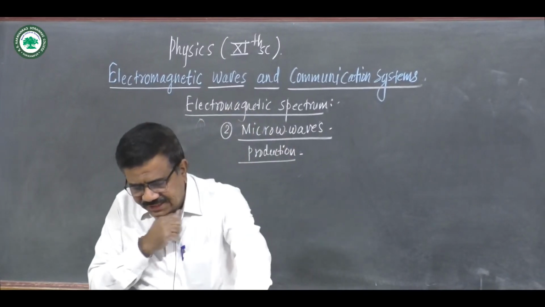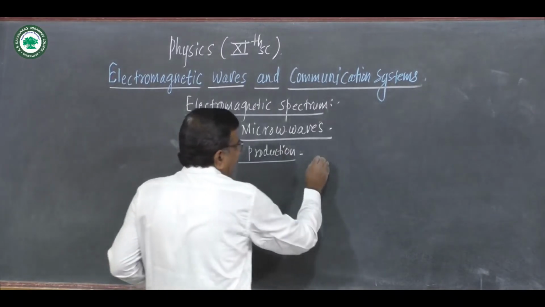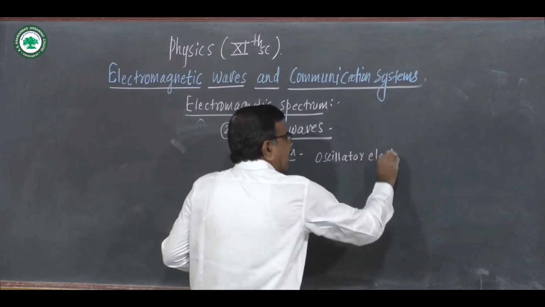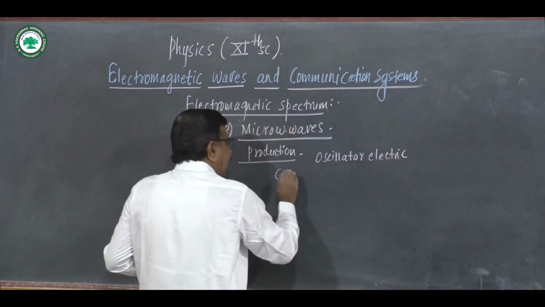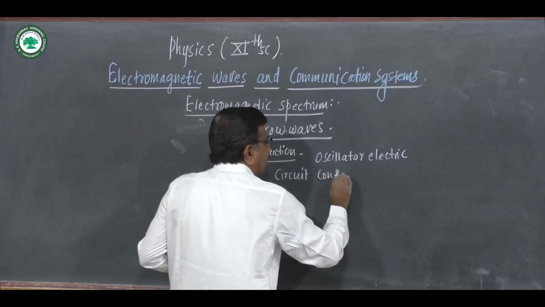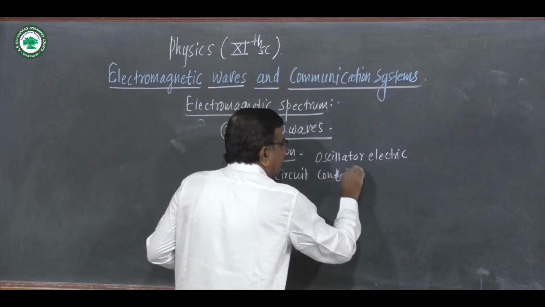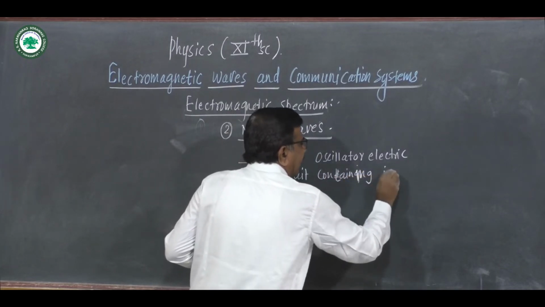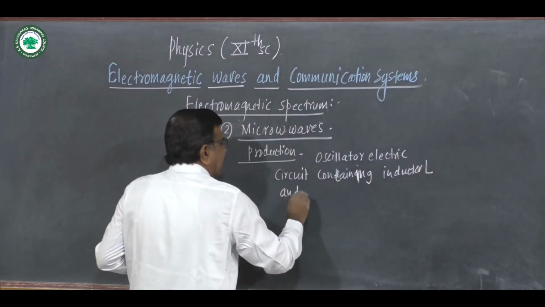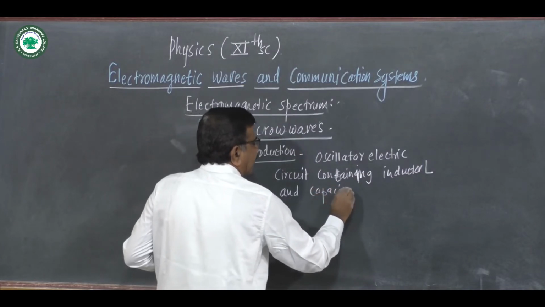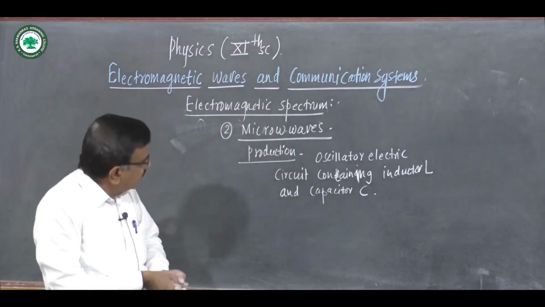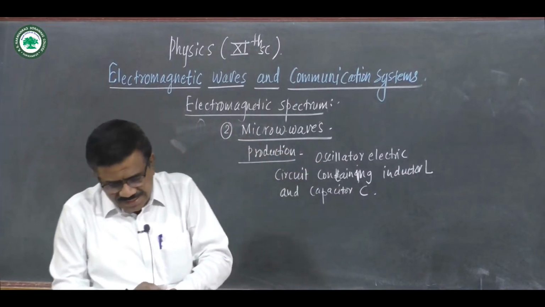Microwaves are produced by an oscillator electric circuit containing an inductor L and a capacitor C. Production of these microwaves is by the oscillator electric circuit containing inductor L and capacitor C.